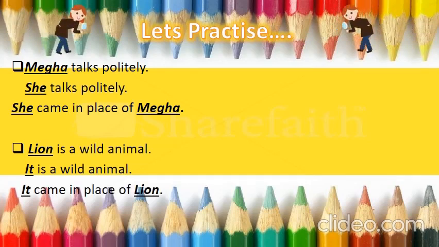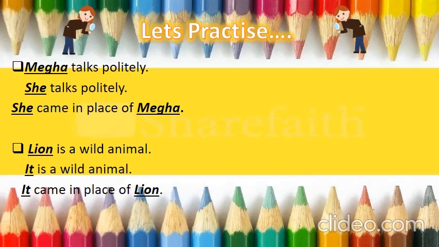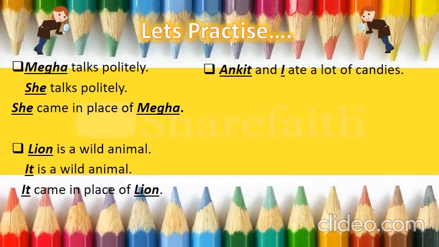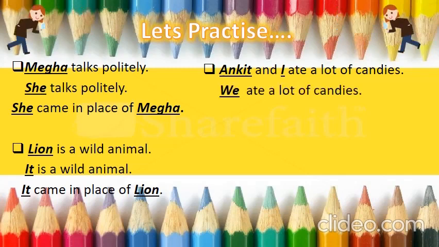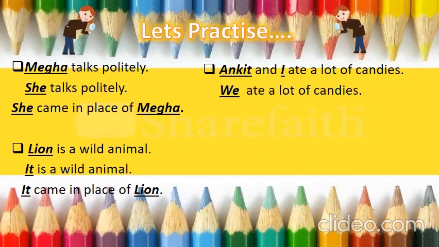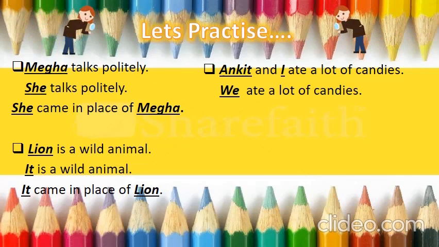Lion is here a living thing, but it is an animal. So what is the next thing? That it is used for non-living things as well as animals also. Now let's move to next. Ankit and I ate a lot of candies. Here this word you can see I, right? So when any other name or any other word is included with I, then it becomes we. We ate a lot of candies, because in I many others are included also, and with other words I is also included.